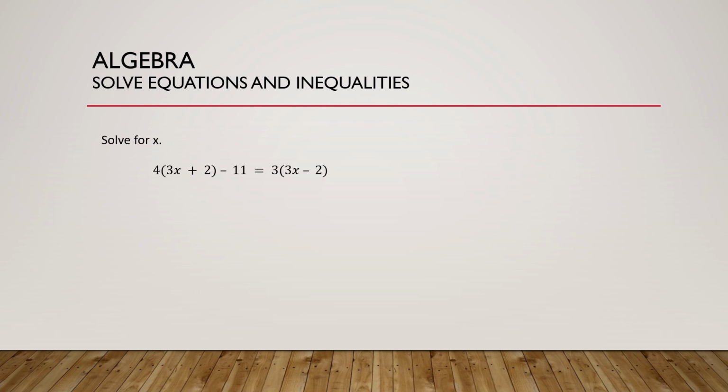Solve for x. 4 times the quantity of 3x plus 2, minus 11 equals 3 times the quantity of 3x minus 2. The first step in solving this equation is to remove the parentheses. On the left, the 4 multiplies both terms to get 12x plus 8. And on the right, 3 is distributed to get 9x minus 6.